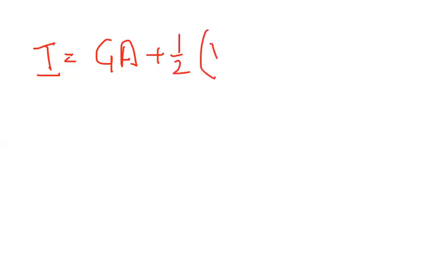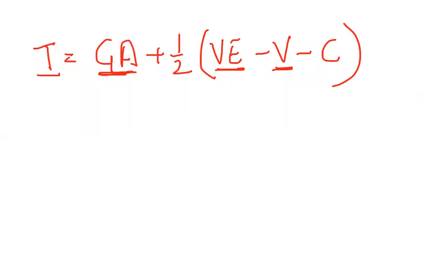Half, VE minus V minus C. This is given in your book. I'm just explaining. You go through it, you will understand. Ga stands for the groups attached. VE stands for the valence electrons. V stands for the valency, and C stands for the charge. The value of I will tell you what kind of hybridized state the central metal atom is in.